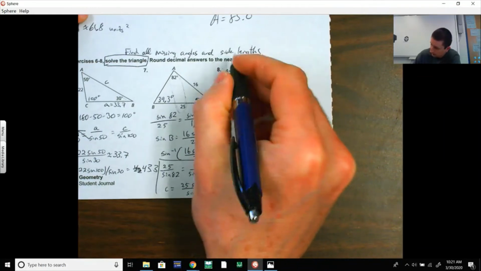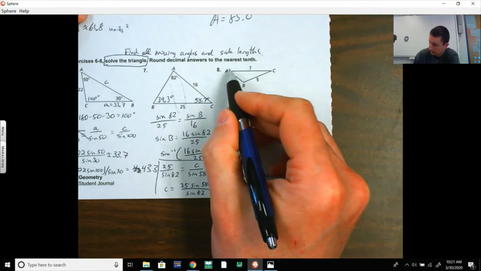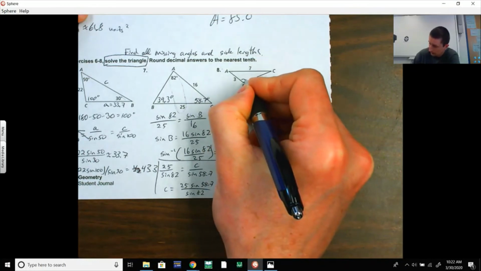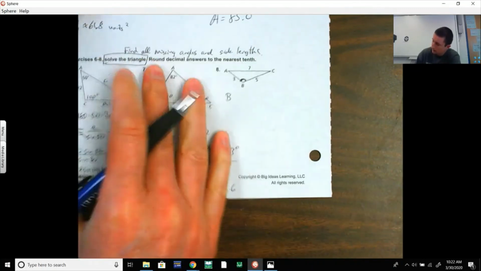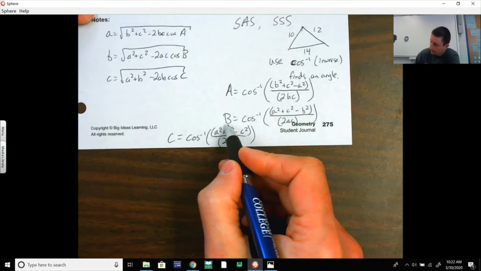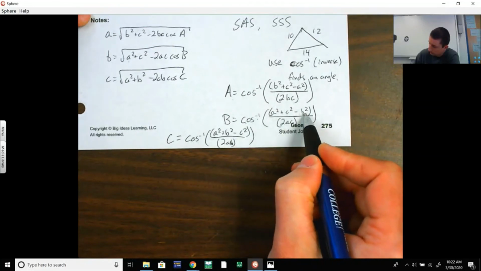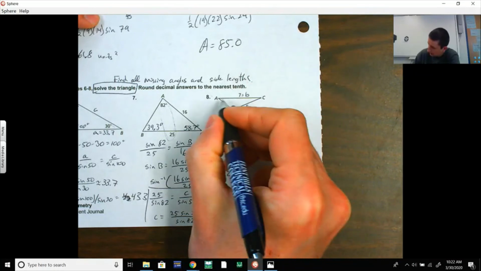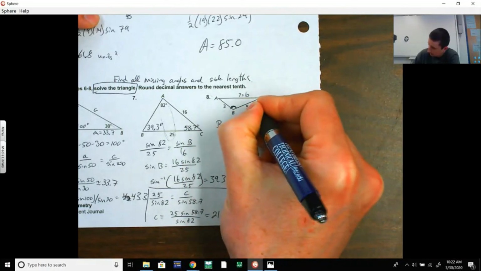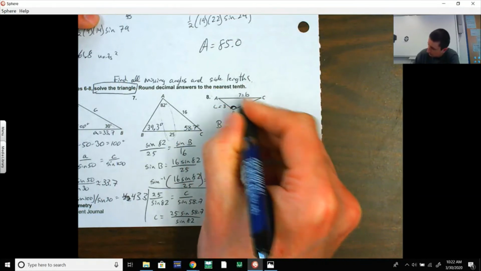So I'm going to find the biggest one first. The biggest angle has to be opposite the biggest side. So I'm going to find angle B. If I want angle B, I have to do the inverse cosine of a squared plus c squared minus b squared over 2ac. So I'm going to label those. This is my B. My A has to be opposite angle A. My C has to be opposite angle C. So C is 3, A is 5, B is 7.